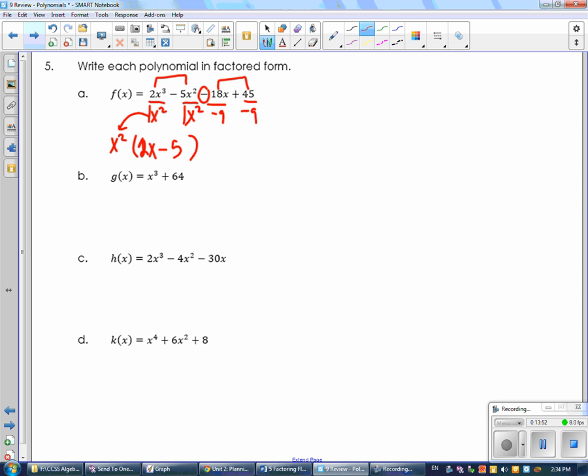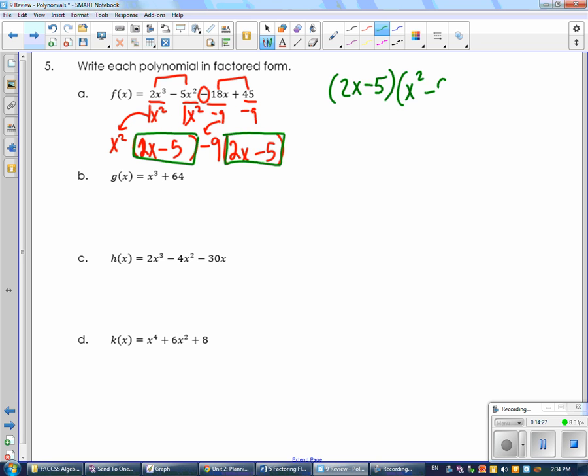And again, just like I did with the x squared, I'm going to move that -9 out in front, and then I'm going to write what I have left. So if I have -18x divided by -9, I'm left with 2x. +45 divided by -9 leaves me with a -5. And now notice these quantities are the same. So they become my greatest common factor, and I factor them out in front. And so when I do that, I'm going to write this over here. I'm going to have 2x minus 5, and then what I have left is x squared minus 9.